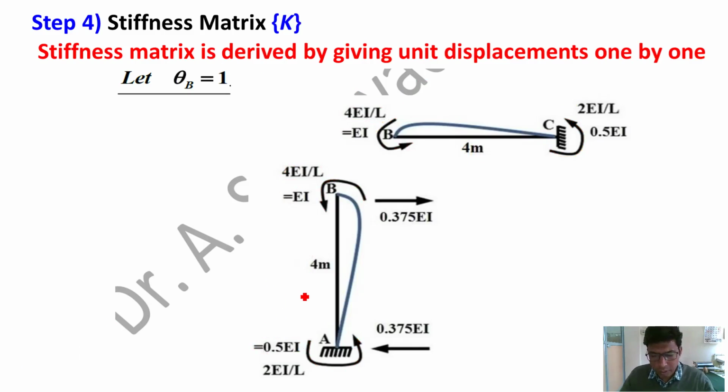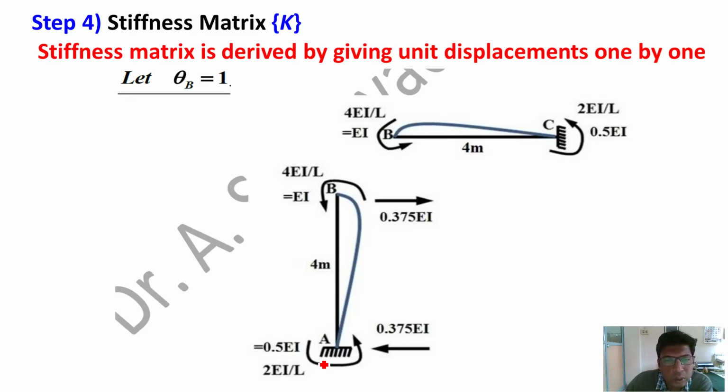Now we have to find out the reactions. We are interested in the reactions of only the column because the action corresponding to delta is the horizontal reaction at point B. So there is no need to find out the reactions of the beam again. So how to find out the reactions of the column? There is no external load now in this. There are only moments at the two ends.